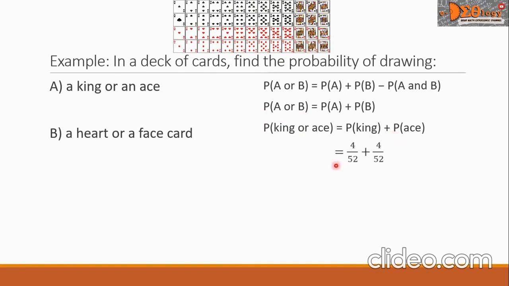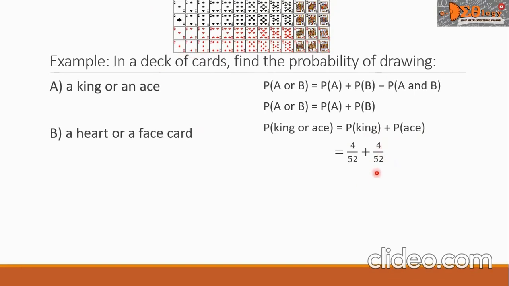So we write 4/52 for the P of king. We know there are 4 king cards in a deck of cards. Plus the P of ace, we write also 4/52. There are 4 aces in a deck of cards.